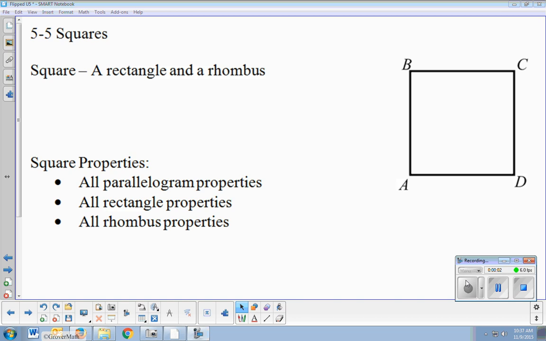Geometry, Unit 5, Section 5, squares. So we've discussed every other parallelogram at this point. We discussed a trapezoid, which can be a parallelogram, but doesn't have to be. A trapezoid's got one pair of parallel sides at least.